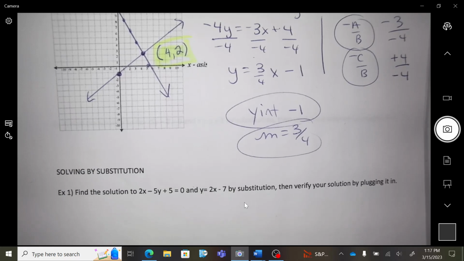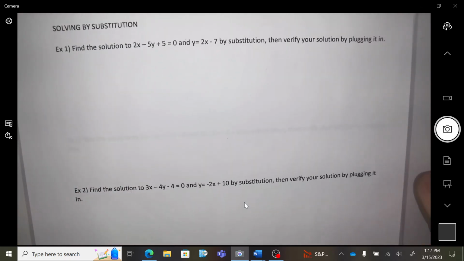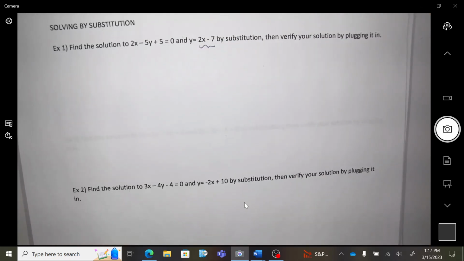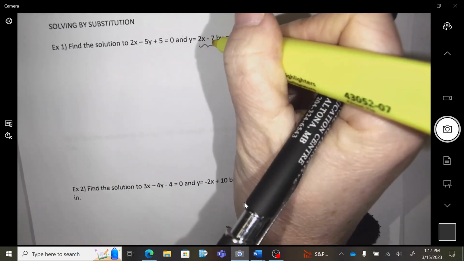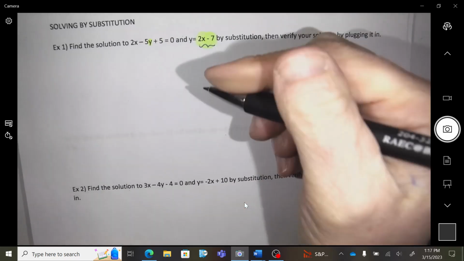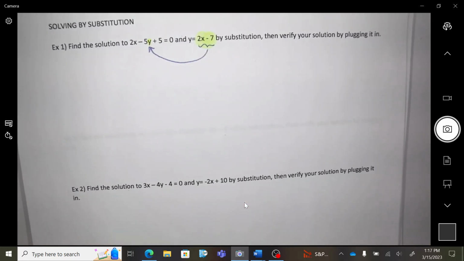Now, we have 2 more methods to go. So that was graphing. So let's start with some substitution. Okay, substitution is replacing something. So if this 2x minus 7 is equal to y, I'm going to substitute that for the y. Does that make sense in math? If it's equal, it can be used interchangeably.